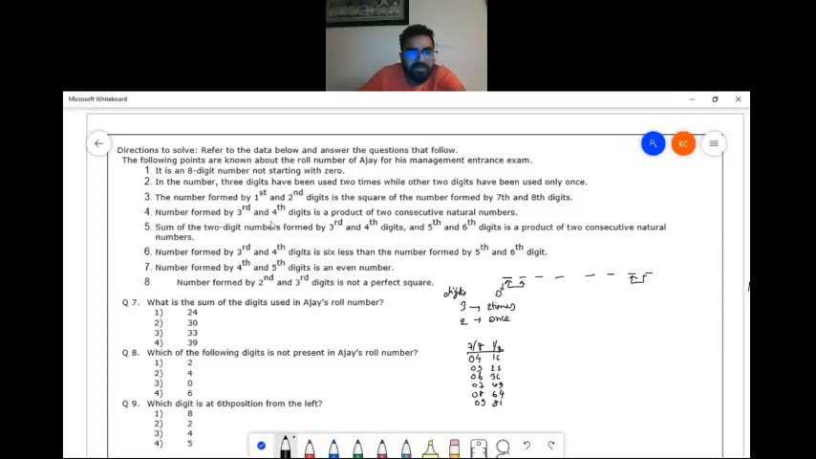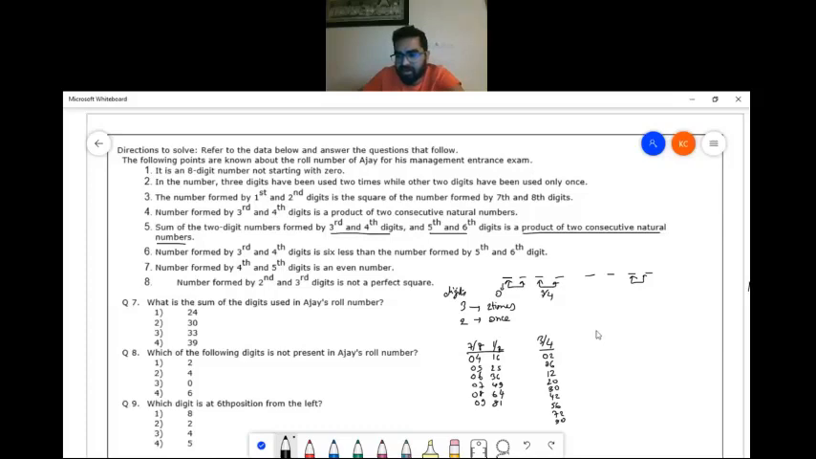Next, the number formed by the 3rd and 4th digits is the product of 2 consecutive integers. So for the 3rd and 4th digits, what can it be? It can be 1 into 2, then 2 into 3, which is 6, 3 into 4, 4 into 5, 5 into 6, 6 into 7, 7 into 8, 8 into 9, 9 into 10. That's it. Then it goes above, so we'll leave it.